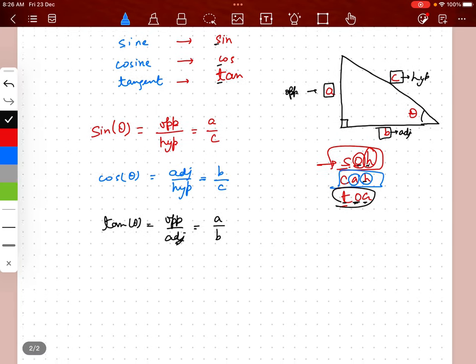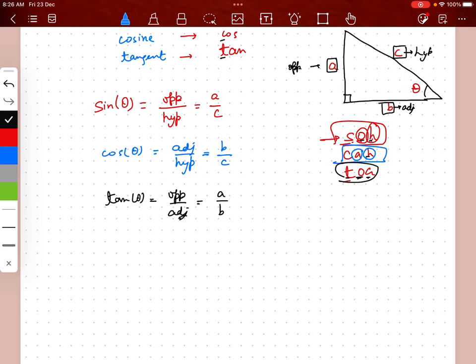So for example, suppose we have a triangle like this, okay? If we have a very famous right triangle, the very basic one, we know that it has a hypotenuse of 5, and the other two sides, suppose this is 4 and this is 3. So this is the right triangle, and we have to find the sine of theta, the cosine of theta, and the tangent of theta for this particular triangle.